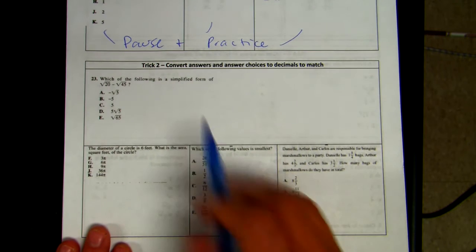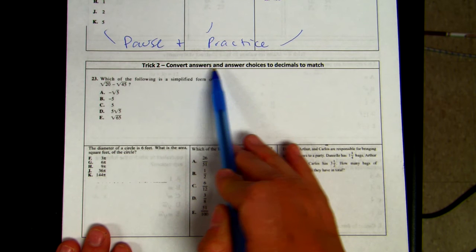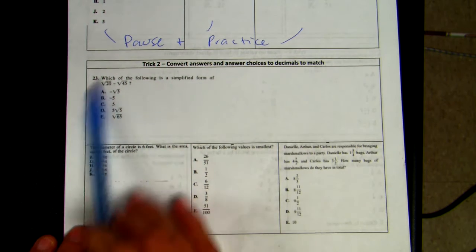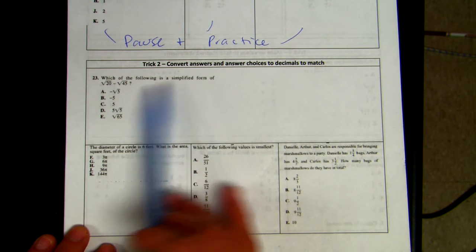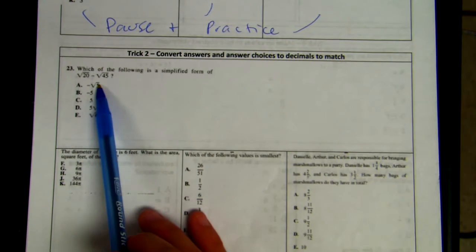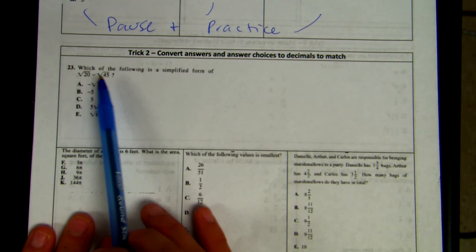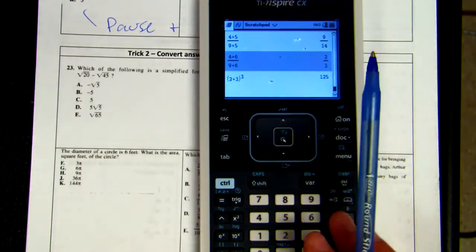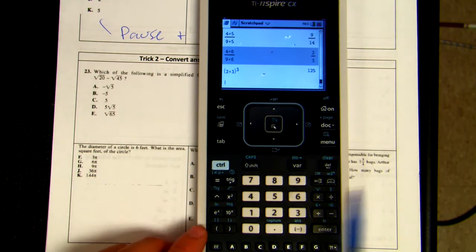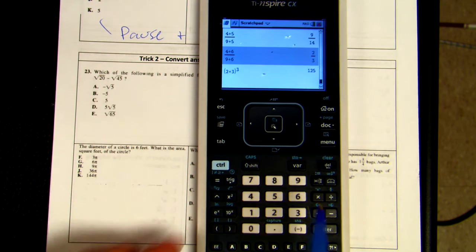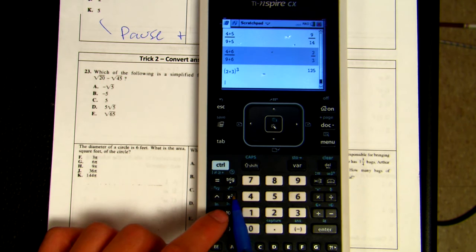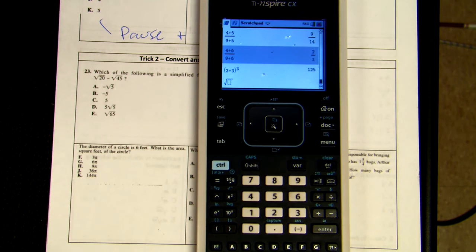Trick number 2 is convert answers and answer choices into decimals to match. For example here, it says, which of the following is a simplified form of this expression? This doesn't have any variables in it, so I can plug this directly into my calculator. I'm going to zoom out so you can see the whole calculator. To get my square root sign, press Control and then the squared button. That'll give you your square root sign.